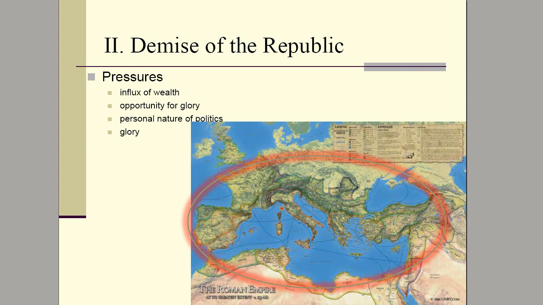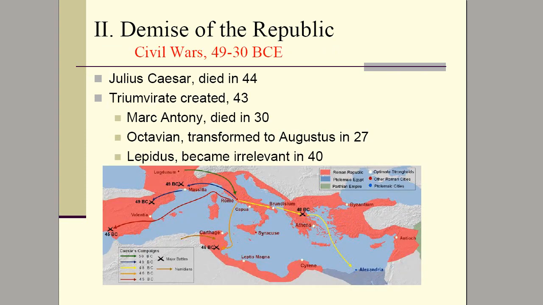So you can get a sense of why the personal had an impact on how the Republic came to an end. There was just too much opportunity for glory and power in the empire, and ultimately it was taken by those most capable of seizing it.